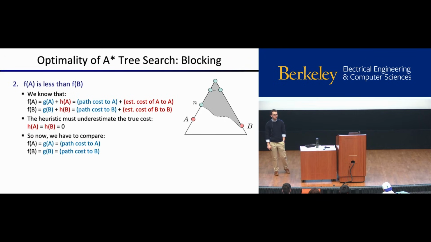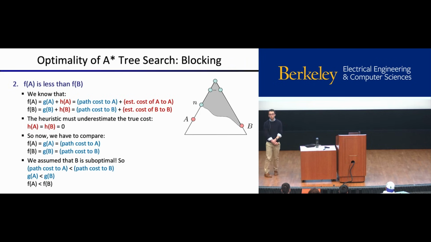What can we do now? What do we know about A and B? A is better, right? So A must have a lower cost of getting to A than B has getting to B. Because we assumed B was suboptimal, we know that now G of A is less than G of B, which means F of A is less than F of B.